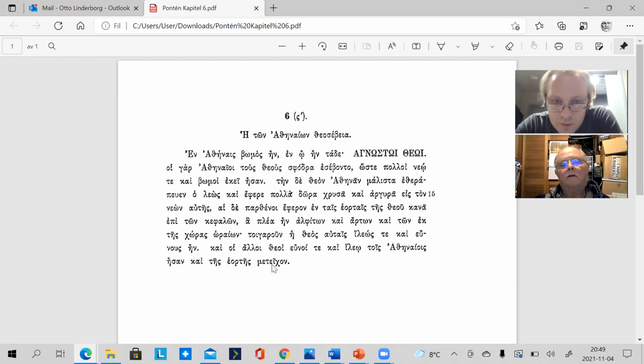The other gods were also well-minded and gracious to the Athenians, and they also took part in the festival. That's what it said here, actually. So this meteichon is, what tense is it in?